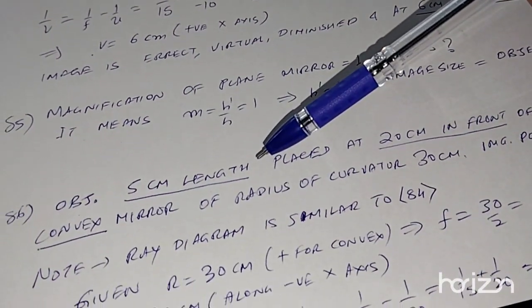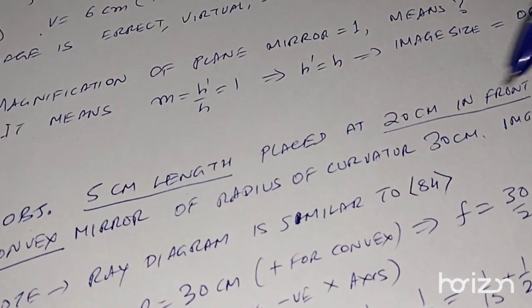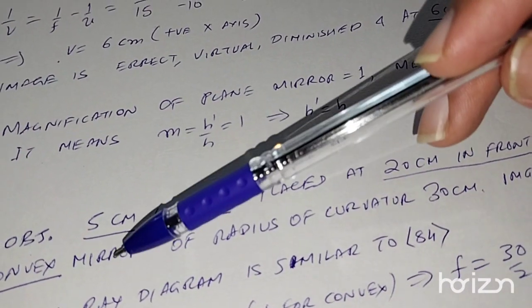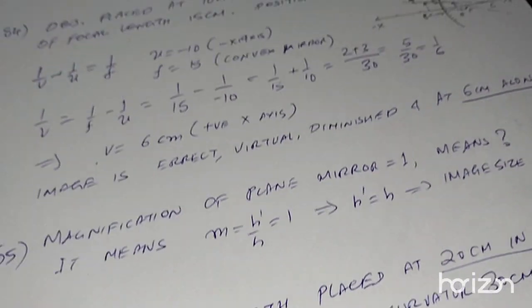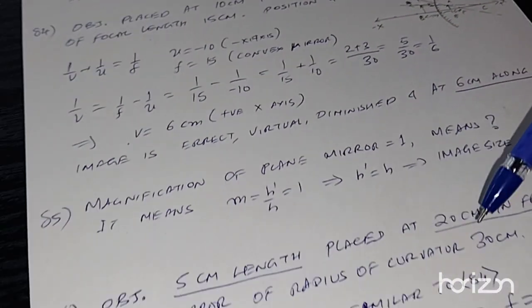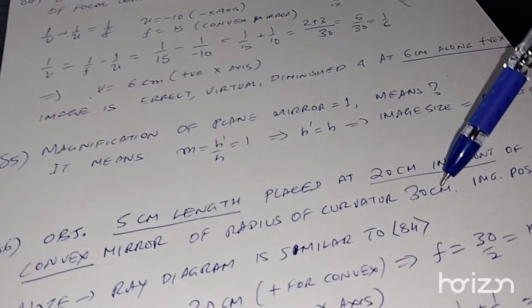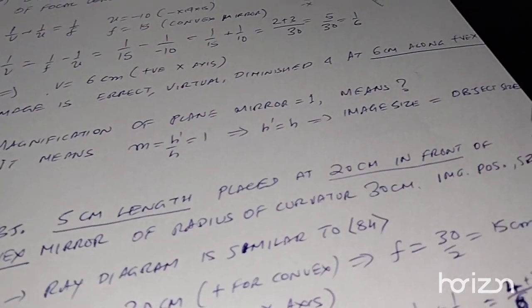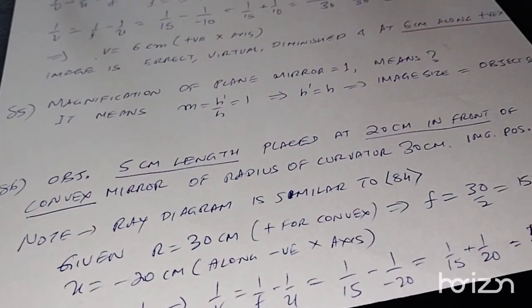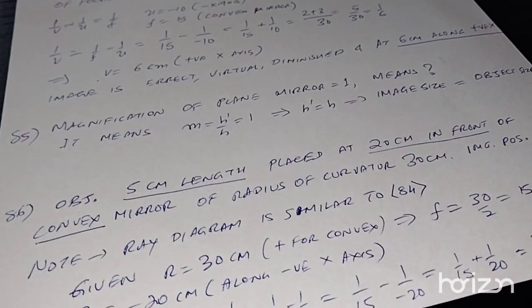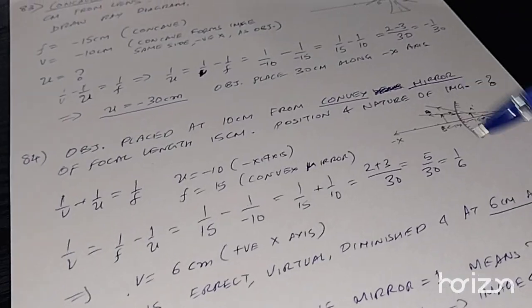Object 5 centimeter length is placed 20 centimeter in front of a convex mirror. Again the same case. You can use the same ray diagram. Convex mirror of radius of curvature. This time they have given radius of curvature. What is the image position and size? See, the ray diagram is similar to 84. The problem 84 we did, right? That is, the ray diagram is similar.